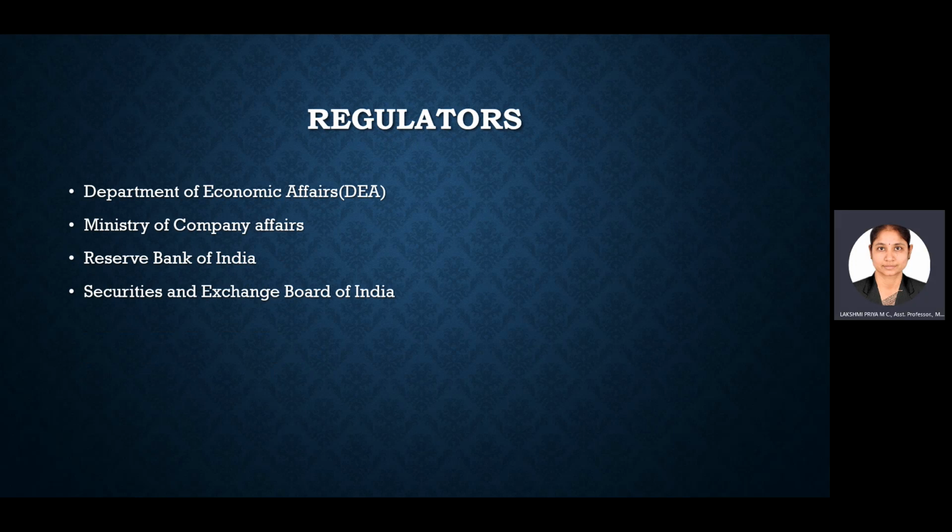So the regulators of the stock exchange: there is a comprehensive legal framework that was provided by the Securities Contract Regulations Act 1956 and the Securities and Exchange Board of India Act 1992. A three-tier regulatory structure comprising the Ministry of Finance, the Securities and Exchange Board of India, and the governing boards of stock exchanges regulates the functioning of the stock exchange.